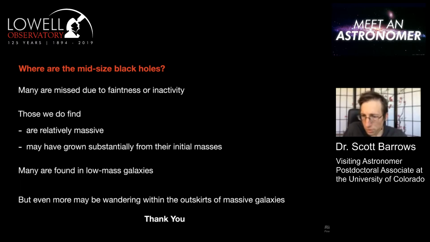We have another question. Any estimates about how many of these there might be per galaxy? That's an excellent question. So the estimates currently just come from simulations, but for massive galaxies, like say the size of the Milky Way, there may be several tens of these actually.